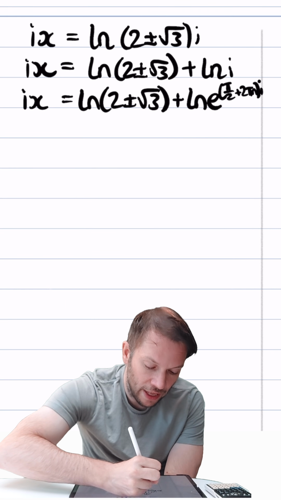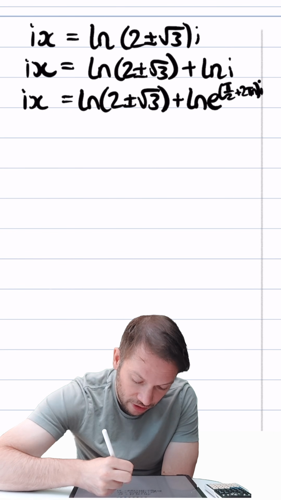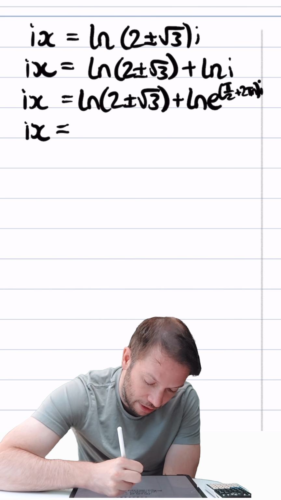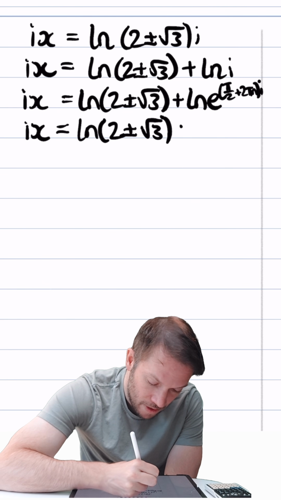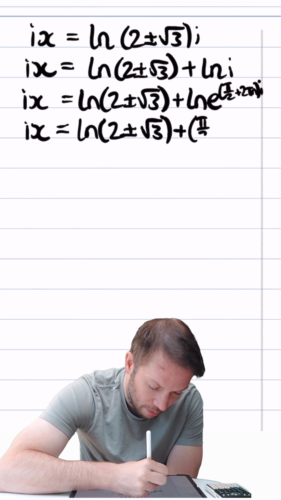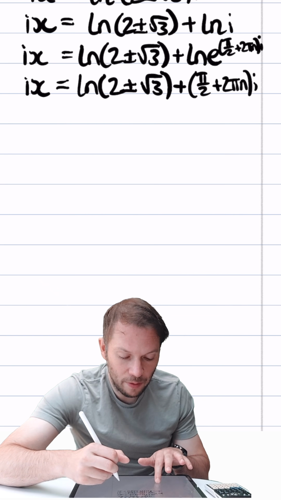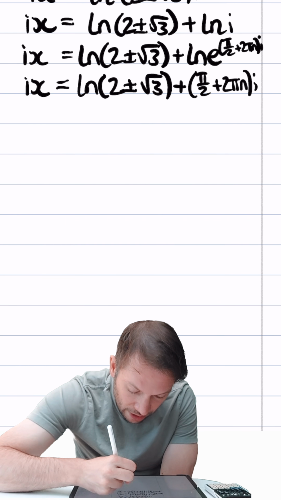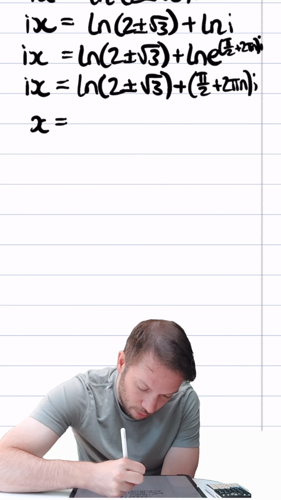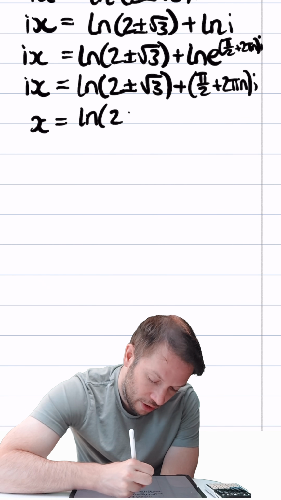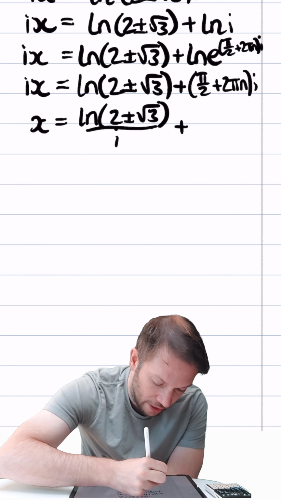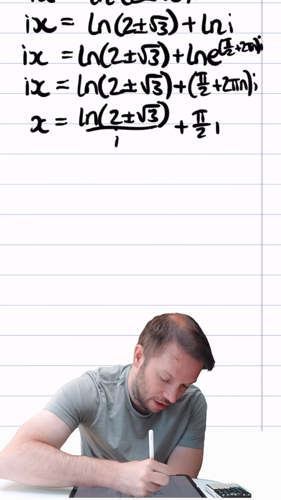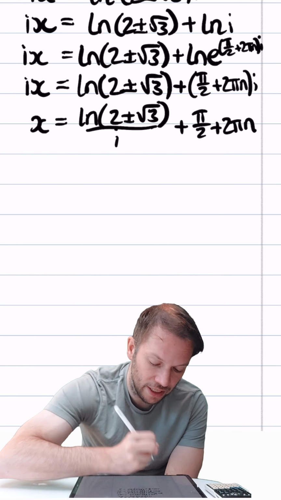And the natural log there and the e to the power of cancel each other, so we're just left with ix is equal to ln of 2 plus or minus root 3 plus i(pi over 2 plus 2 pi n). And then we can divide both sides of the equation by i, and we get x is equal to ln of 2 plus or minus root 3 over i, and we just get rid of the i there, so we get pi over 2 plus 2 pi n, where n is any integer.